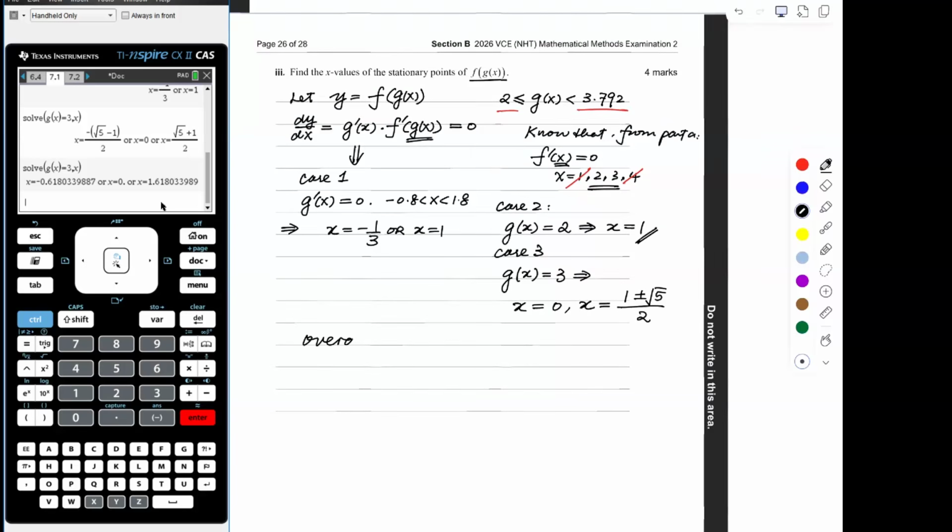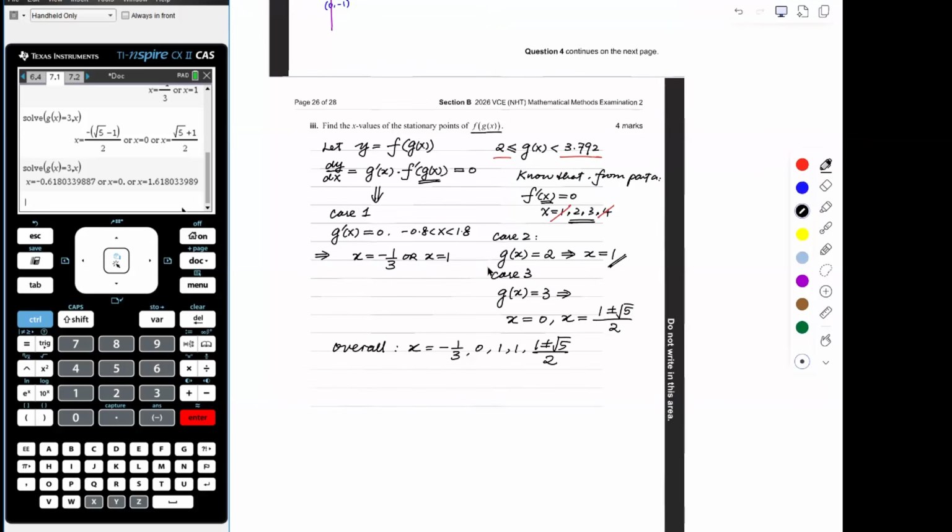Overall, we have these values: x equals -1/3, 0, 1, 1, (1 plus or minus root 5) over 2, okay? The reason why I write the 1 twice is because this x equals 1 is repeated. Actually, this case is implied here because it's giving a turning point on the g(x) graph anyway. But anyway, we analyze all 3 cases. So, yeah, this is everything I would like to go through.